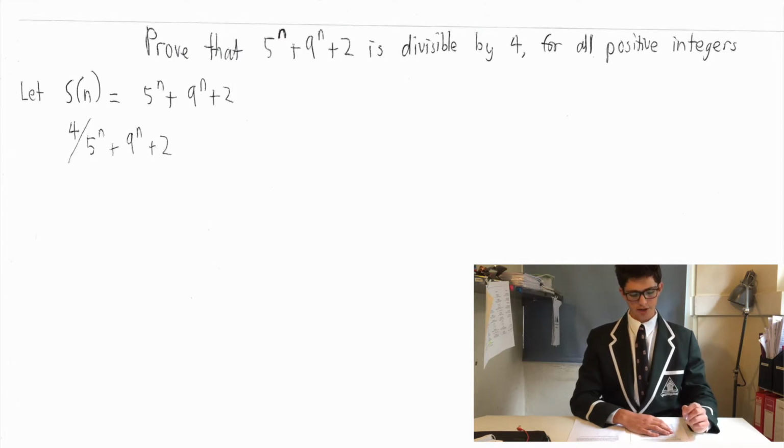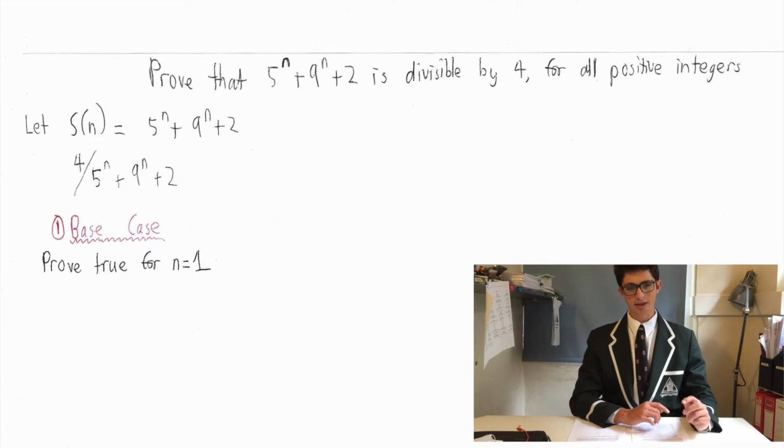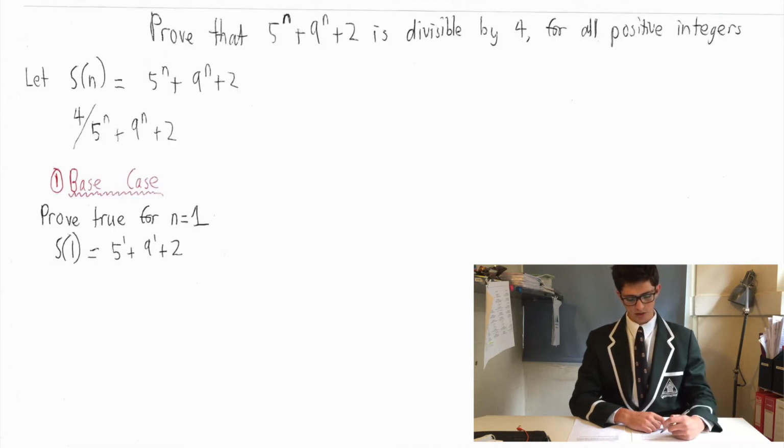induction. What I have done now is I have rewritten the equation to say 4 divides into 5 to the power of n plus 9 to the power of n plus 2, because this is the general statement we are trying to prove. The first step in the actual proof is to prove the base case. In this case, the base case is n equals 1. But how do we know this? Well, it's because we've been told that the statement is true for all positive integers. And what is the first positive integer? 1.